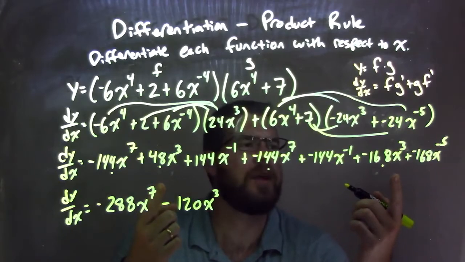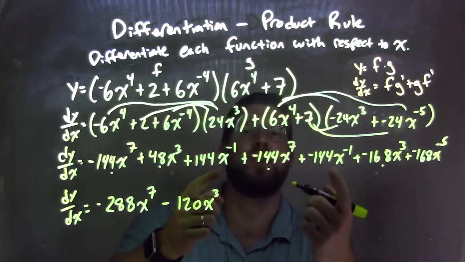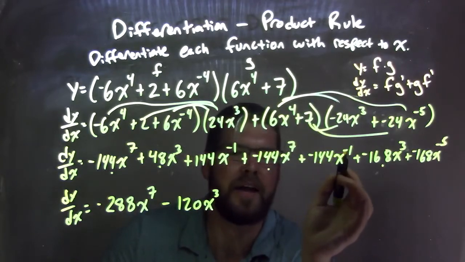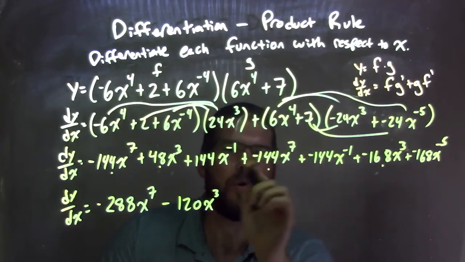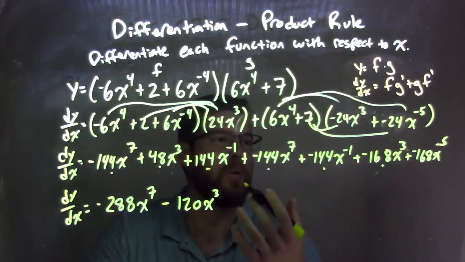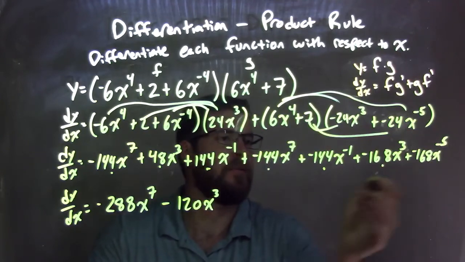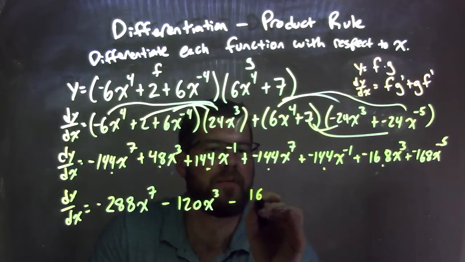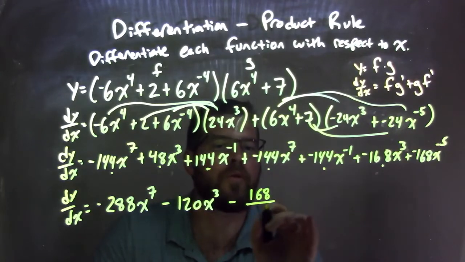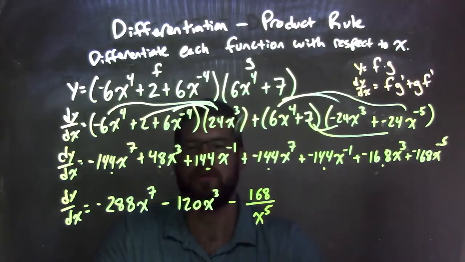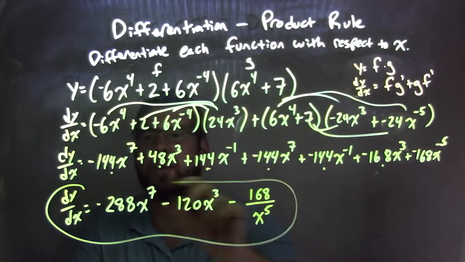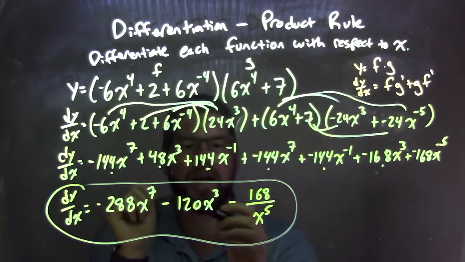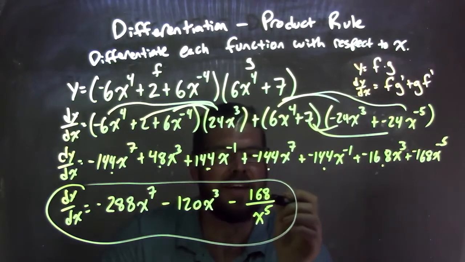Combine those like terms. So now I have my next highest degree, which is the negative 1s, right? Negative 1 power. And look here, we have 144x to the negative 1 plus a negative 144x to the negative 1 power. Those negative exponents, they don't cancel each other out, so that just becomes 0, so I don't need that. And lastly, I have this last part here, the negative 168x to the negative 5th power. So I have a negative 168, and instead of x to the negative 5th power, I'll write it over x to the positive 5th power. Let's make a positive exponent for our final answer, and there we have it. Our final answer, which is dy/dx, is equal to negative 288x to the 7th power minus 120x to the 3rd minus 168 over x to the 5th.